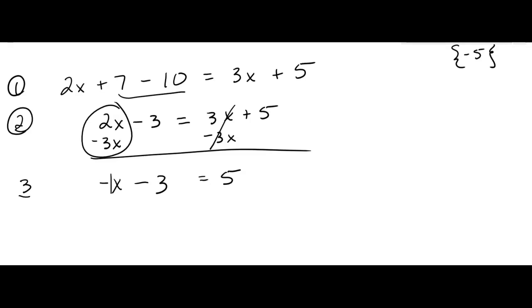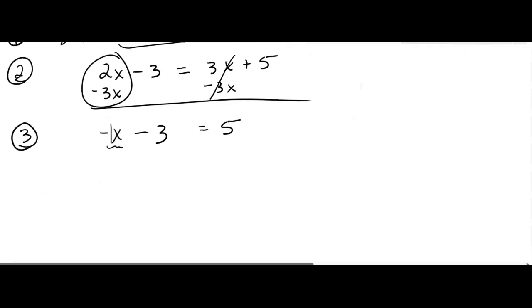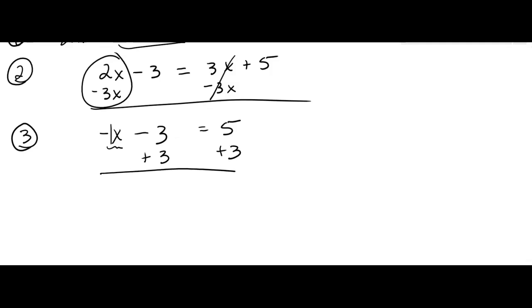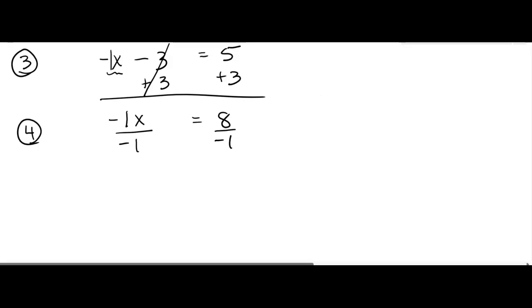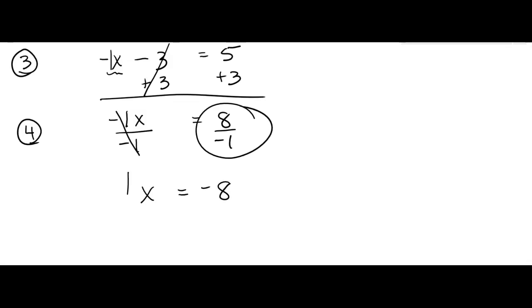Okay, so step 3. Now I want to get the variable term, this little guy, alone. So I'm going to add 3. I got to get rid of that minus 3. So I'm going to add 3 to both sides. Now I have negative 1x. These cancel out. 5 plus 3 is 8. So I'm almost done. I just need to get rid of that negative 1. So I'm going to divide both sides by negative 1. Oftentimes it's a division step, not always. Sometimes it's a multiplying step. But those cancel, and so I have x equals, and then I'm going to simplify over here. That's negative 8. And there's my solution.